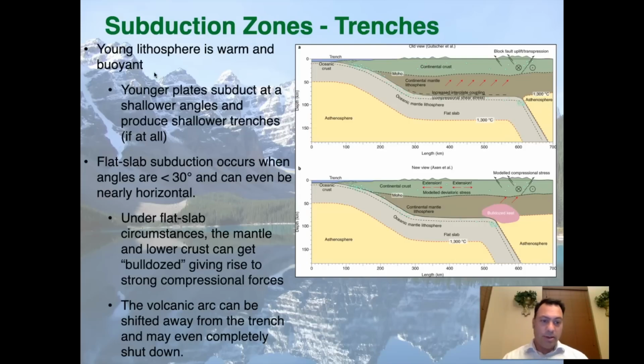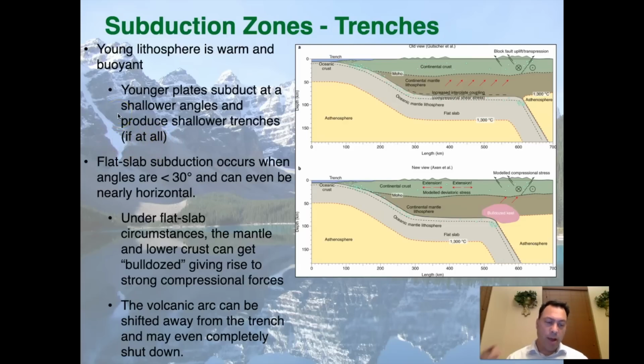So not all trenches are deep, and sometimes there's a subduction zone that is well developed, but there is no trench in the area, or it's very, very difficult to detect. And that is usually the case when you have a young lithosphere that tends to be warm and buoyant. So it doesn't sink as easily. It resists the sinking. I mean, it will go down. It has to generally be forced down, unlike the older, colder stuff, which will just fall down on its own. Younger plates tend to subduct at a shallower angle and produce shallower trenches. And sometimes this is, like I said earlier, if at all.